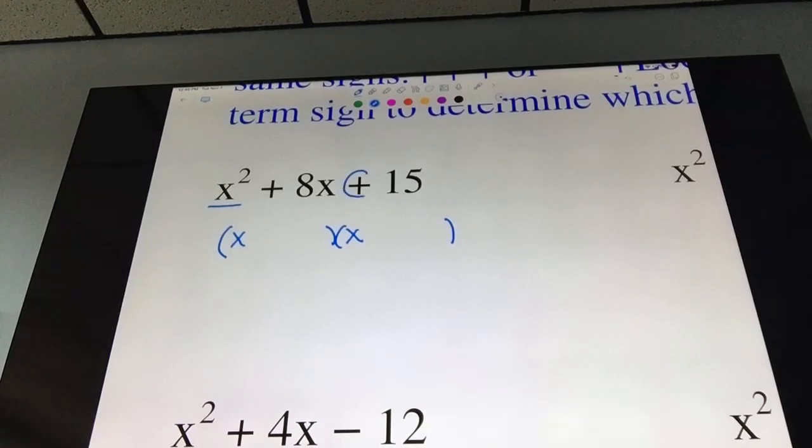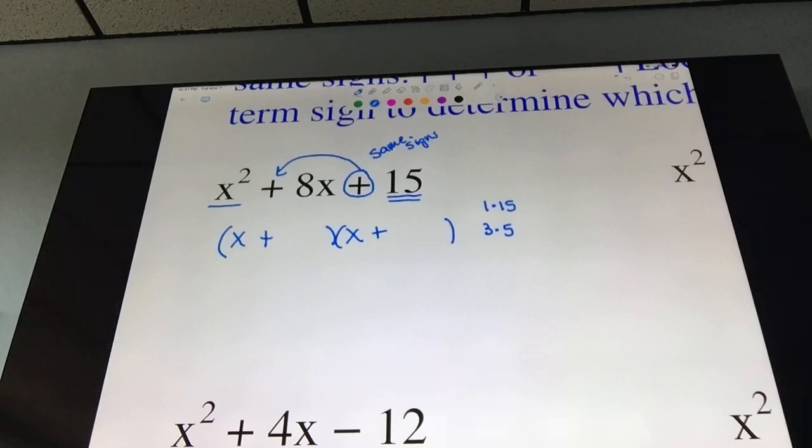If the last term is positive, then my signs have to be the same, and I'll know what they are by looking to the middle. So since the middle is plus, they're going to be plus plus. Again, if the last term is positive, that means same signs. We know which ones to use by looking to the middle. And again, that's memorization. My last term multiplies to give me 15. I have two choices: 1 times 15 and 3 times 5.